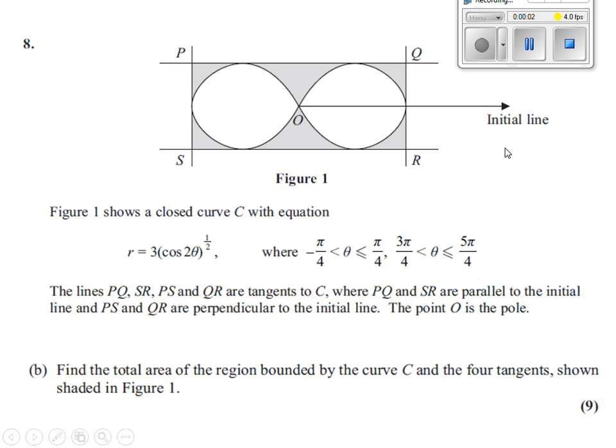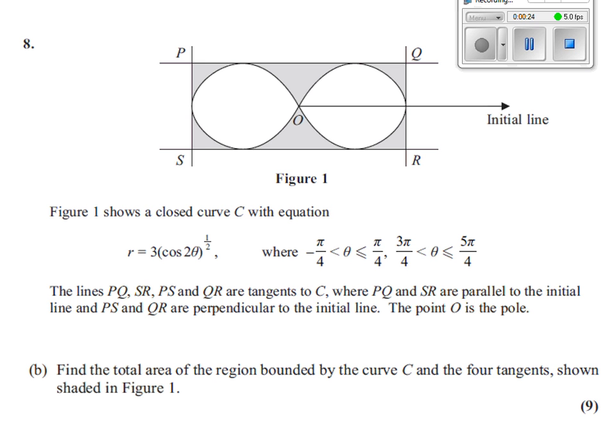Now for part B, it says find the total area of the region bounded by the curve C and the 4 tangents shown shaded in figure 1. So it's just a grey area that they've shaded, and we have to work that out.